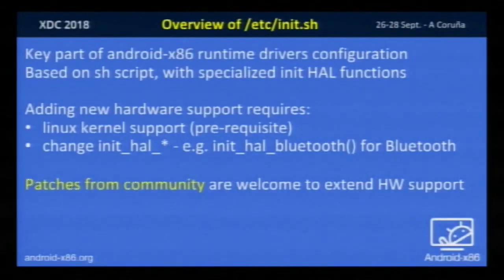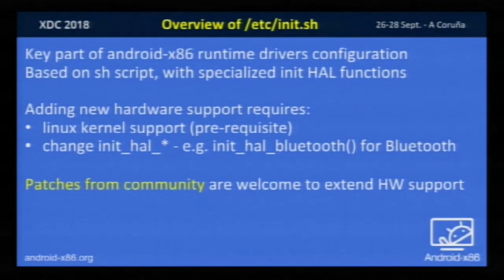And basically, the new hardware support requires Linux kernel support as a prerequisite, and then to change some lines of scripts in the init hardware abstraction layer function. So, for example, in order to add support for a new Bluetooth device, people need to add a line with a case for the specific device name, and then add some lines for doing the settings.